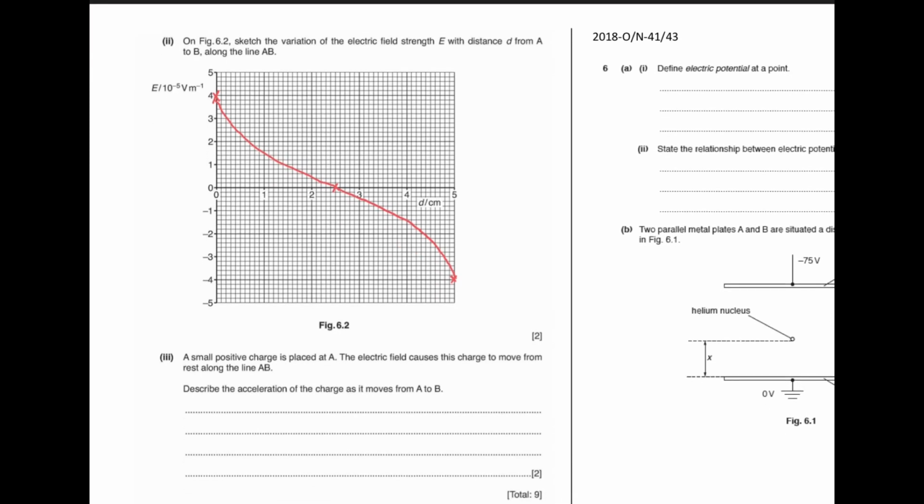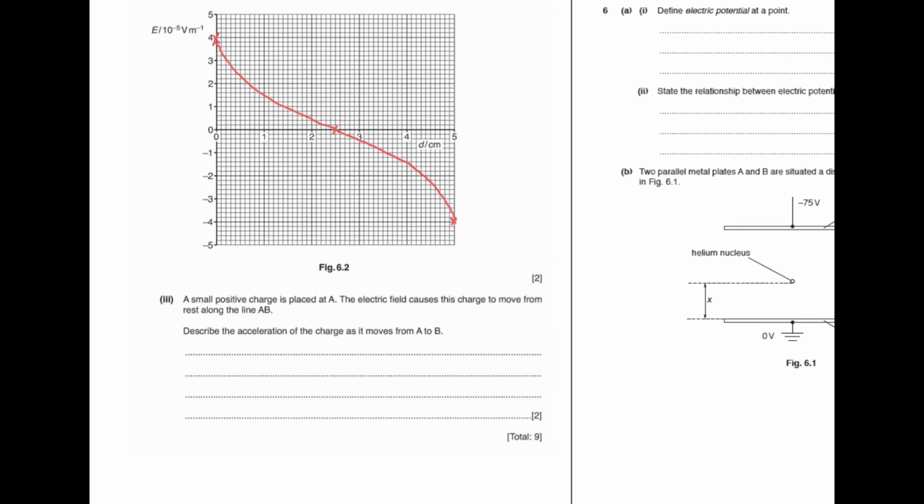Now let's look at part 3. A small positive charge is placed at A. The electric field causes this charge to move from rest along the line AB. Describe the acceleration of the charge as it moves from A to B. Okay, so first of all, based on the graph, I have to say that the electric field is decreasing.